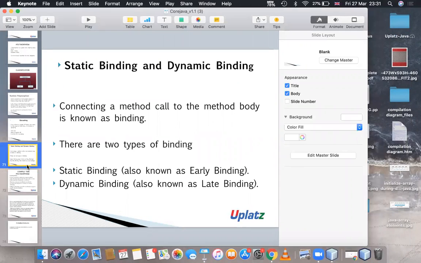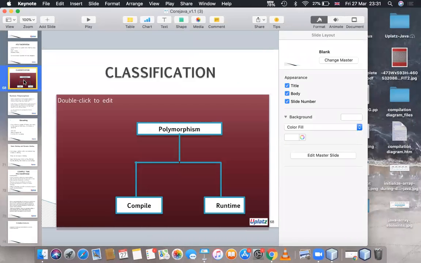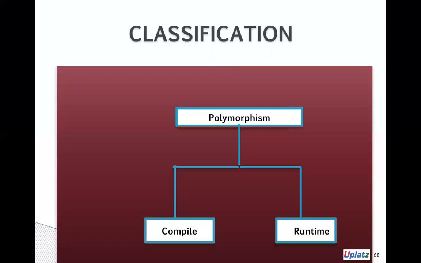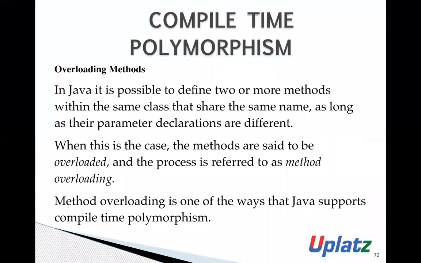I said that there are two types of polymorphism, that is compile time polymorphism and runtime polymorphism. We already discussed what is meant by runtime polymorphism. I told you that runtime polymorphism is implemented by means of method overriding in Java. Now let us try to understand how compile time polymorphism is achieved in Java. Compile time polymorphism is achieved by means of method overloading.